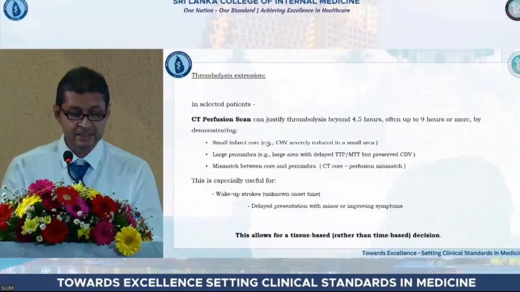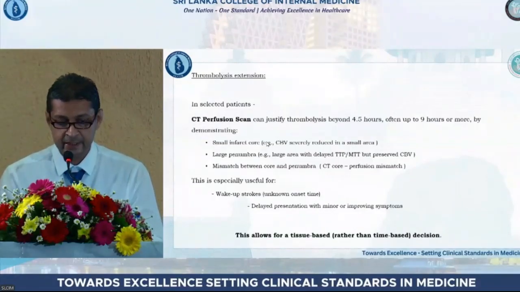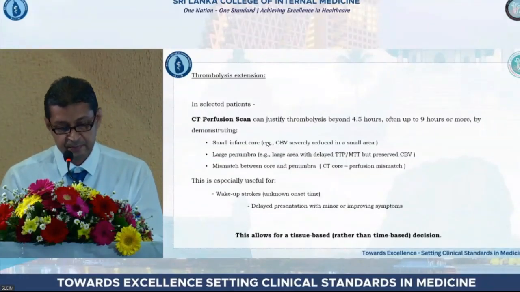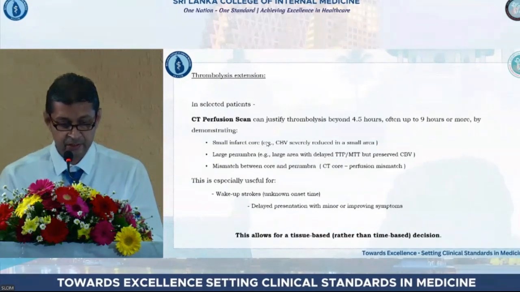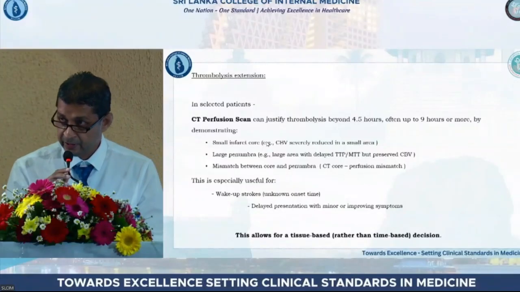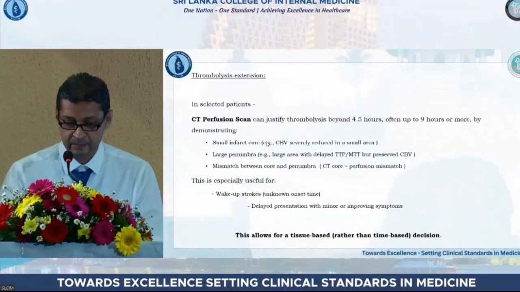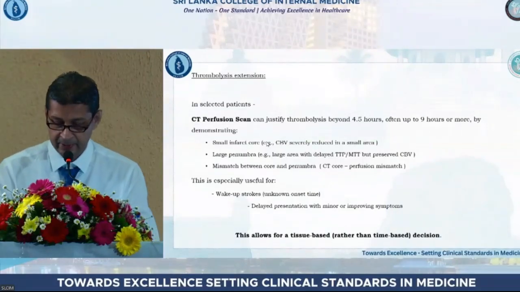In selected patients, CT perfusion scan can justify thrombolysis beyond 4.5 hours, often up to 9 hours or more, by demonstrating a small infarct core, a large penumbra, and a mismatch between core and penumbra, which is called CT core perfusion mismatch. This is especially useful in wake-up strokes and delayed presentation with minor and improving symptoms. This technique allows for a tissue-based decision-making rather than a time-based decision.